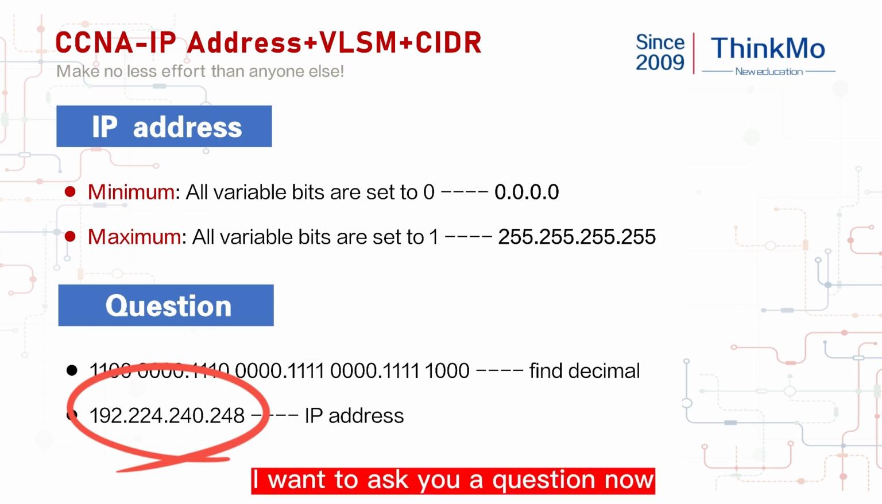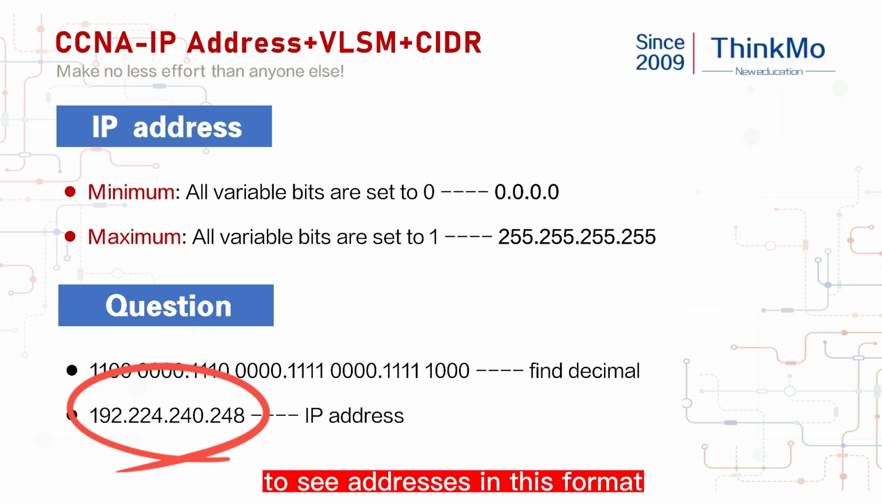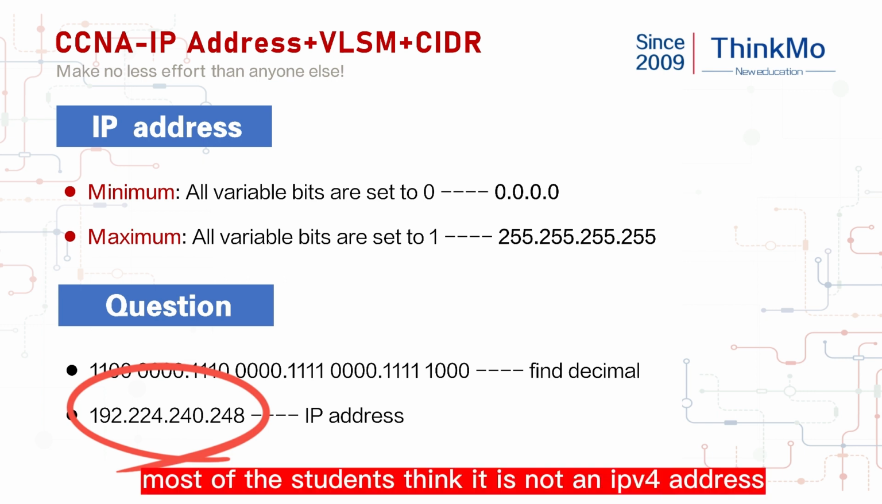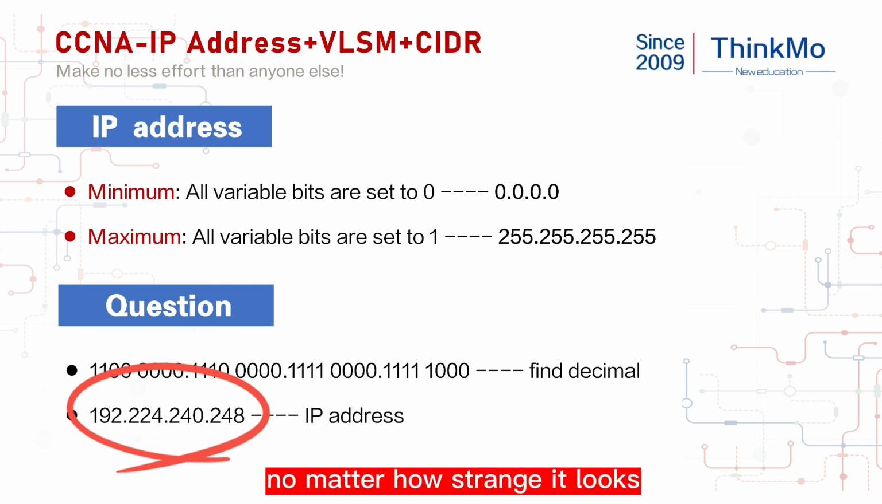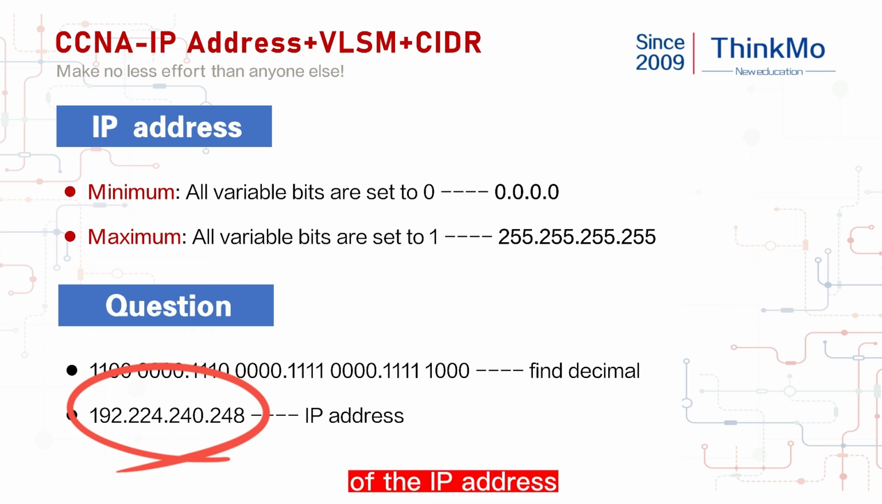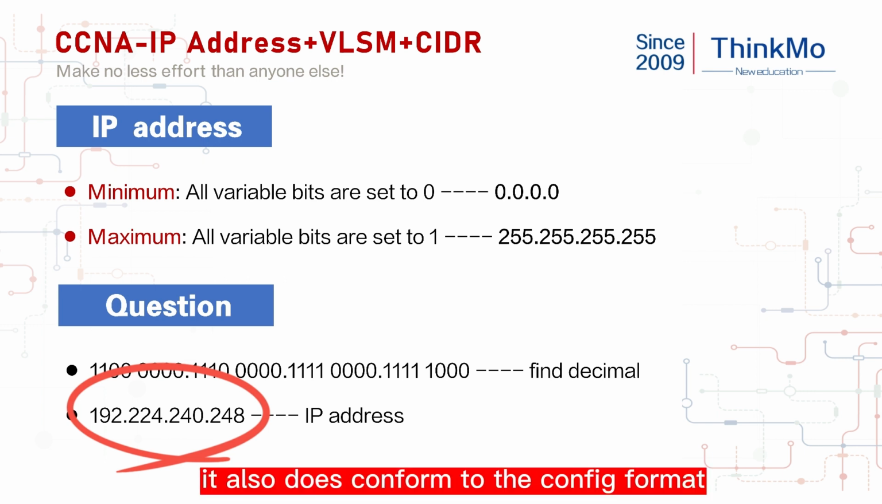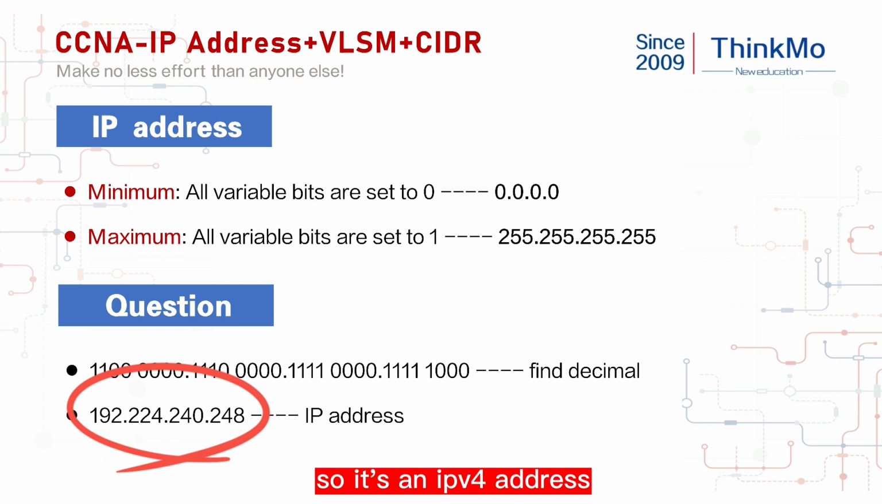I want to ask you a question now. Is this an IPv4 address? Do you think this is a bit strange? I believe that it is difficult for everyone to see addresses in this format. Most of the students think it is not an IPv4 address. For our IP address, no matter how strange it looks, it only needs to conform to the configuration format of the IP address. It is a correct IPv4 address. It is in the interval, and it also does conform to the configuration format. So it's an IPv4 address.